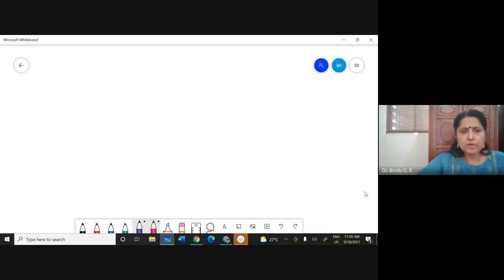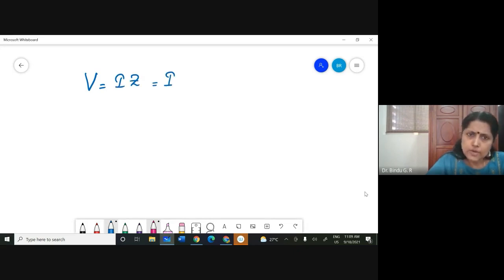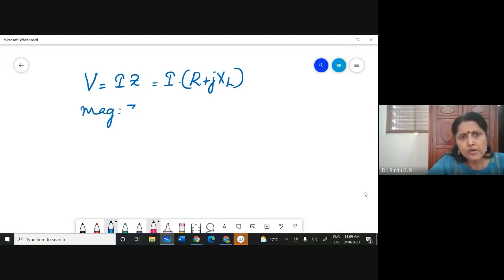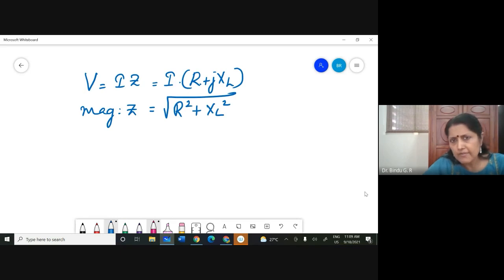This is a very important concept. V is equal to IZ in any AC circuit. That is equal to I into Z, and in our case, because it is an RL circuit, Z is R plus jXL. Now, what is the magnitude of Z? The magnitude of Z will be the square root of R squared plus XL squared. If R and XL are, say, 4 and 3, I can write it as 4 plus j3. I know that the magnitude is 5.